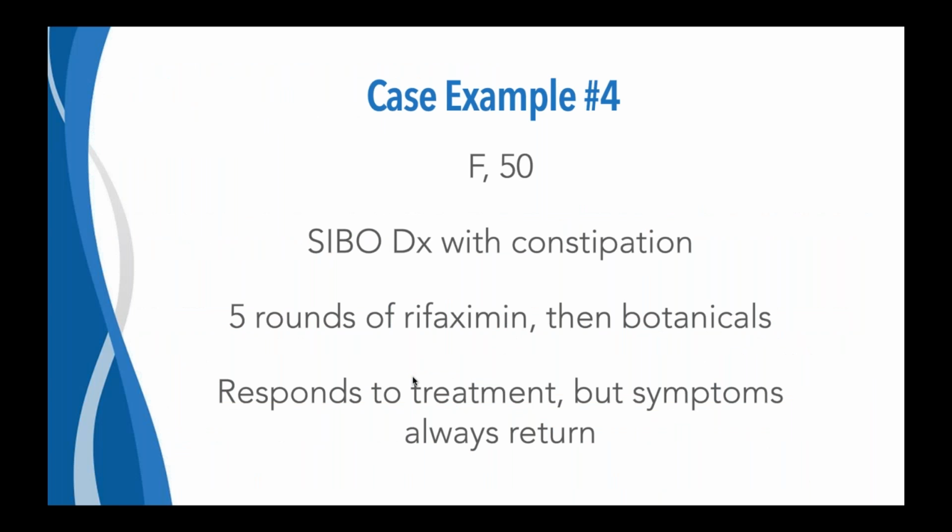So I just want to now dive into the fourth case example before we talk about a few other areas of research related to SIBO symptoms and how that can apply to GI map. So case example number 4, this is a report for a 50-year-old female who was diagnosed with SIBO with constipation. Did not appear to have elevated methane though, but did have constipation.